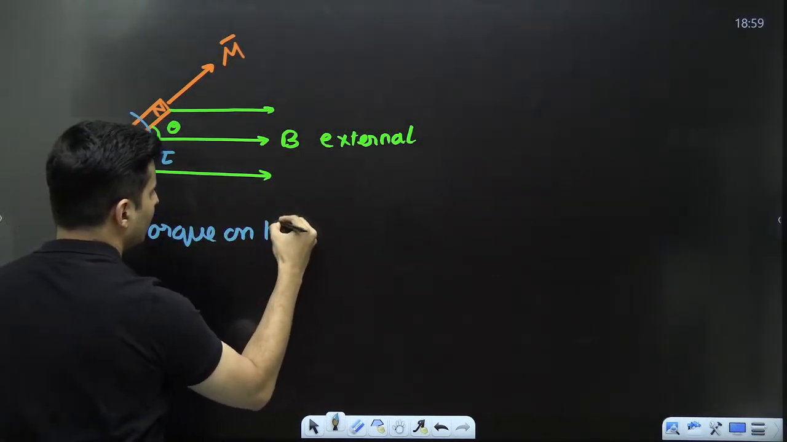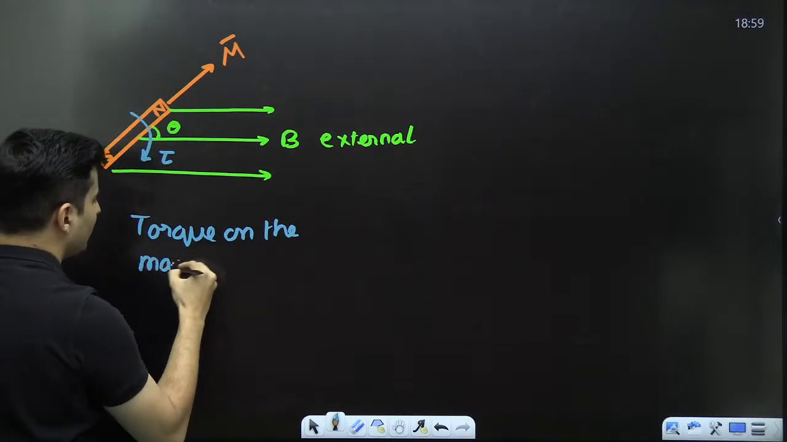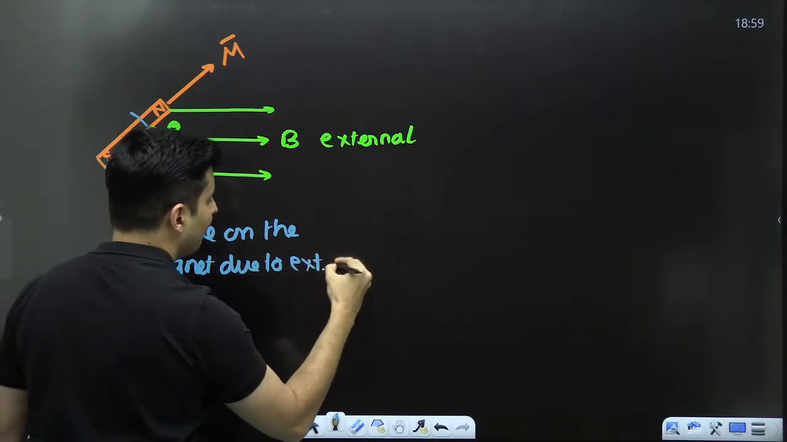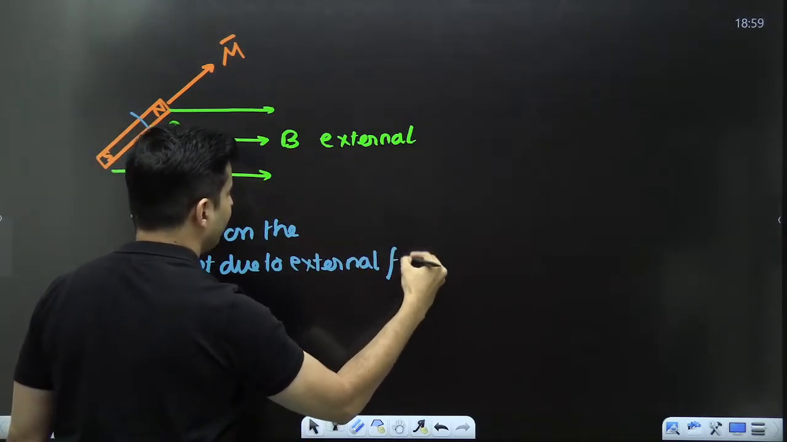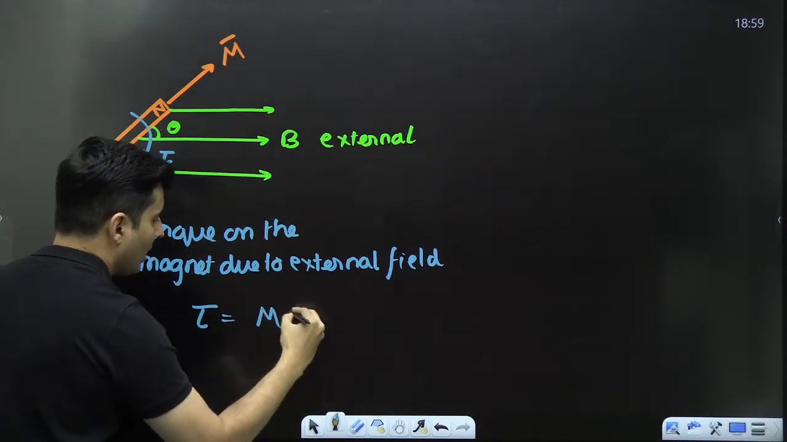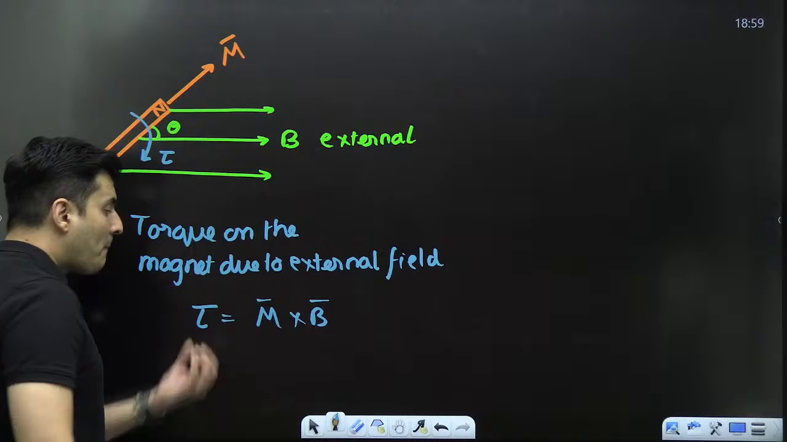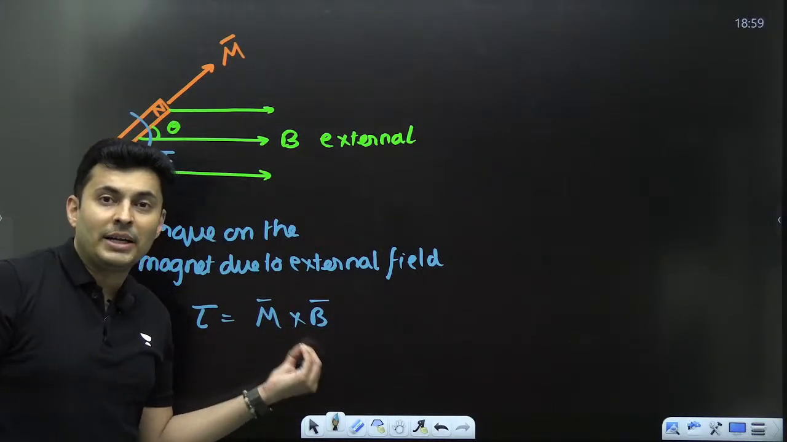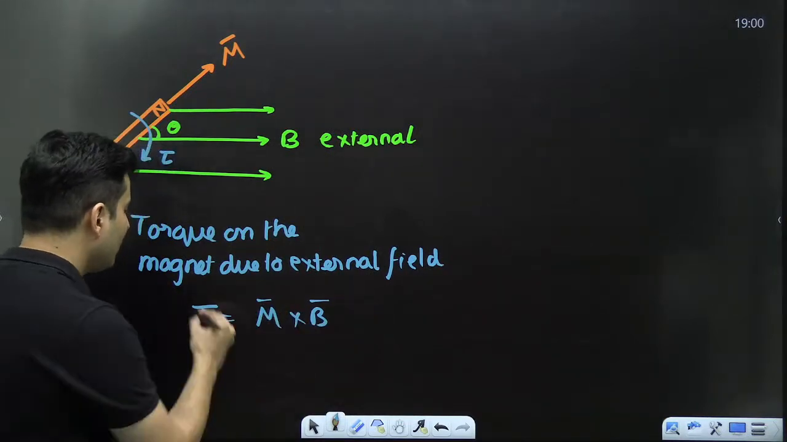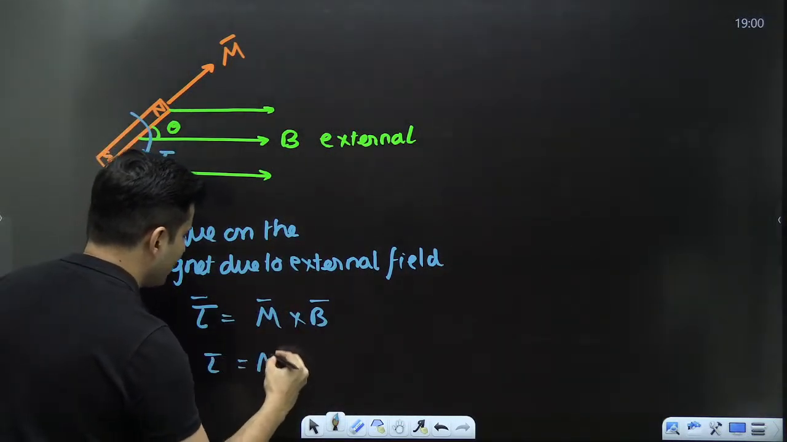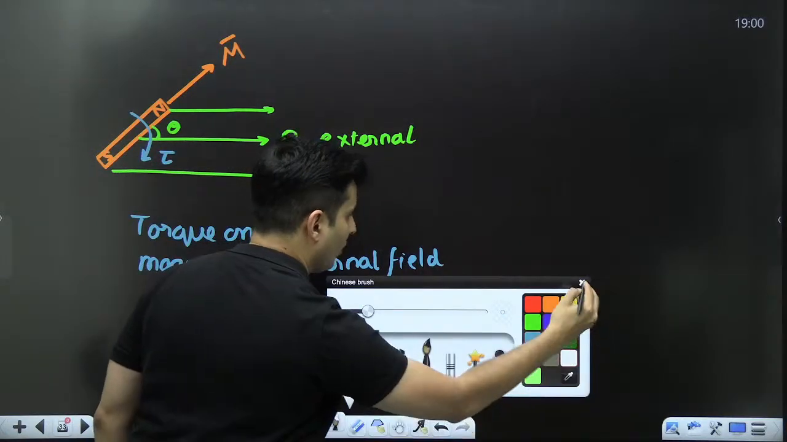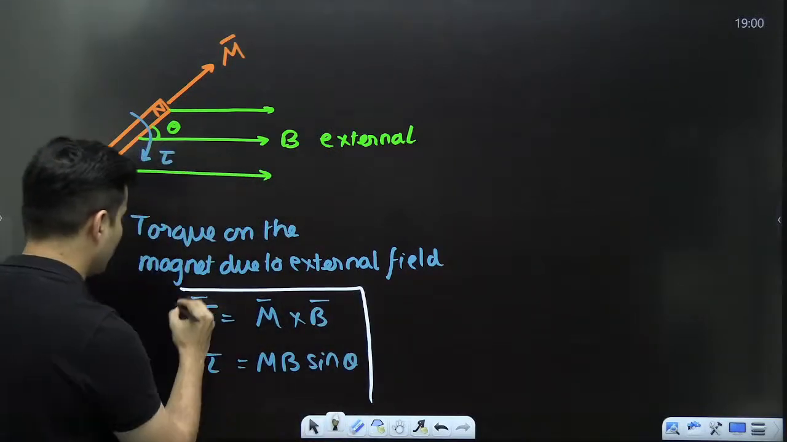So the torque on the magnet due to the external field is given by torque is M cross B, just like it was P cross E, electric dipole moment cross electric field. Here it is magnetic dipole moment cross magnetic field. Magnitude wise, it is just MB sine of theta. A very, very similar looking formula was there in electrostatics.